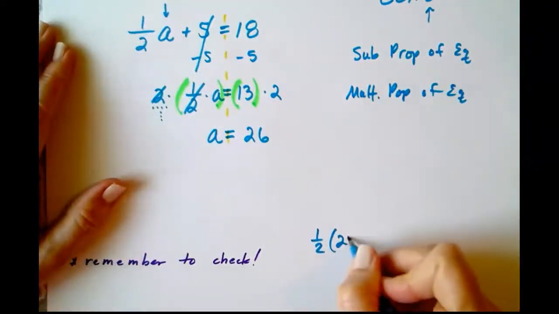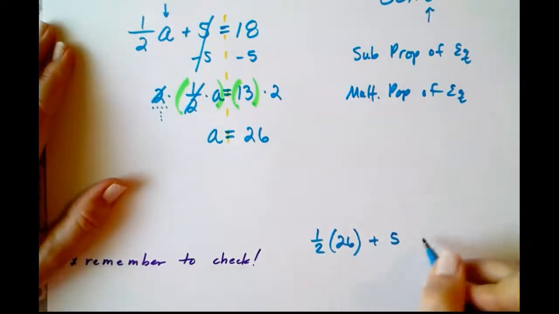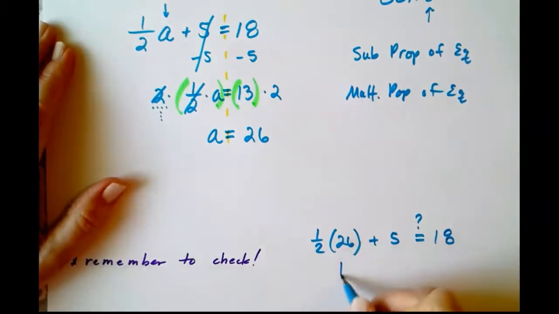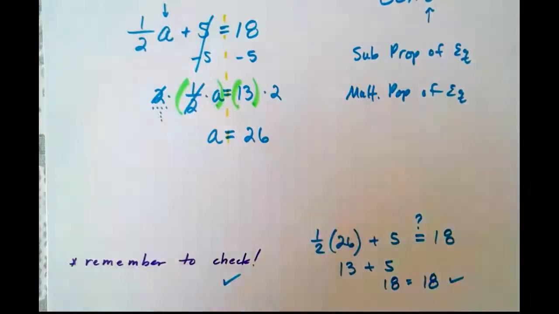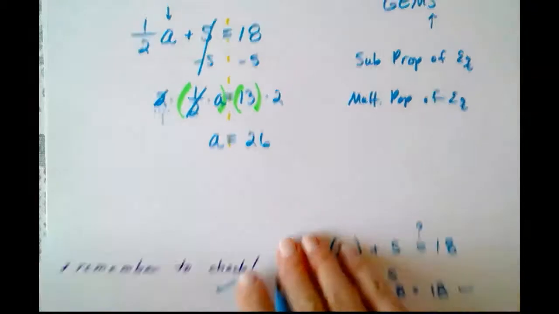1/2 of 26 plus 5, does it equal 18? Follow order of operations. So half of 26 is 13. 13 plus 5 does indeed equal 18. Yes, our solution checks. It makes our equation true. That's what we're asking every single time.